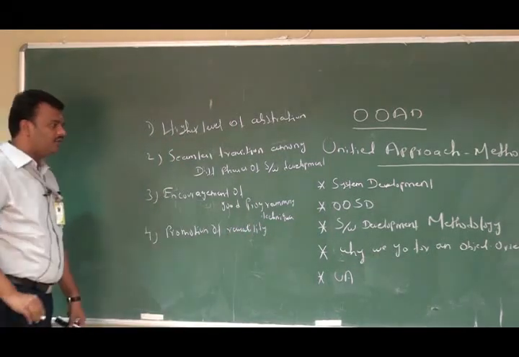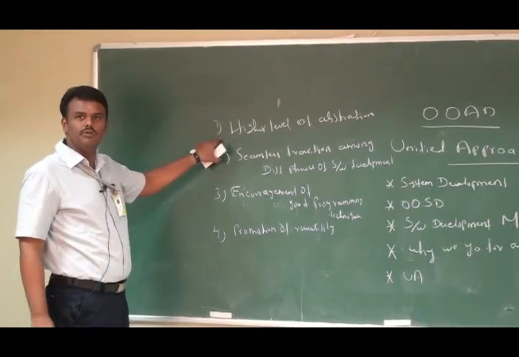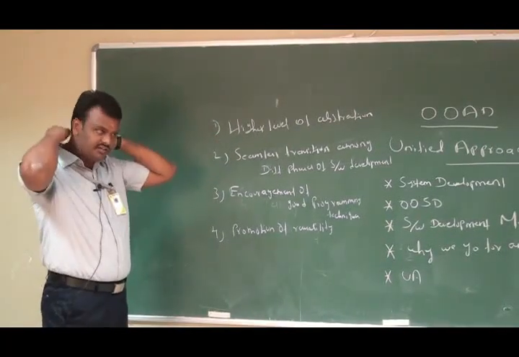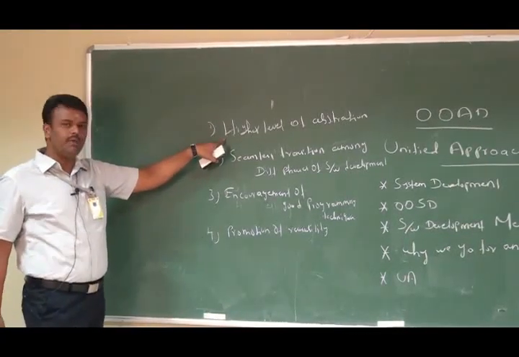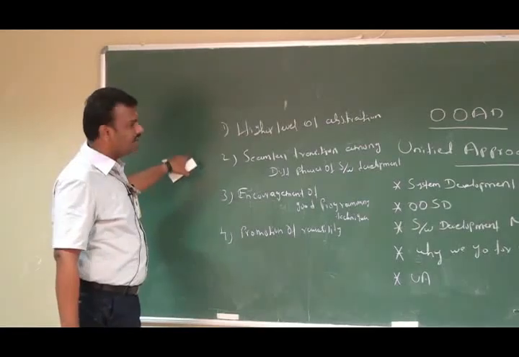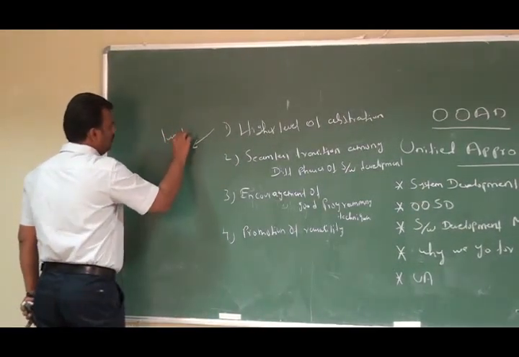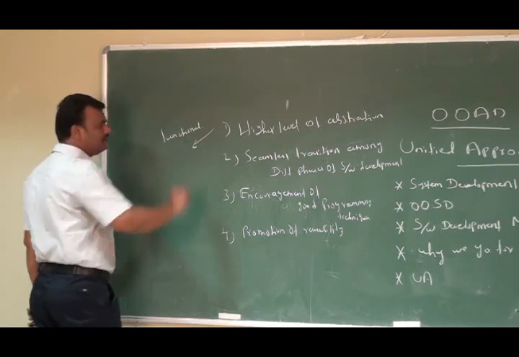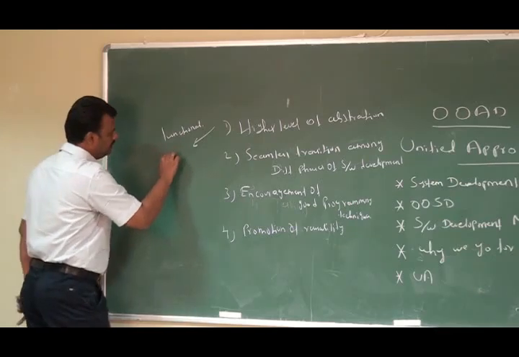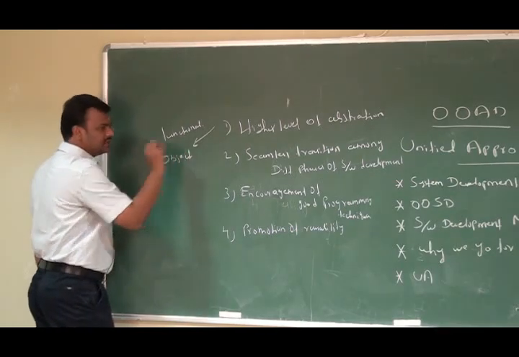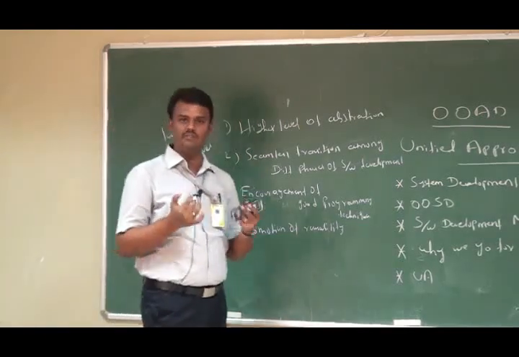Why do we go for object orientation? What is the difference between the traditional approach and the object-oriented approach? In the traditional approach, what do you mean by higher level of abstraction? The traditional approach focuses only at the functional level. But the object-oriented approach focuses on both the data and functions, that is the object level. What do you mean by object level? The object level means it encapsulates both the data and functions.